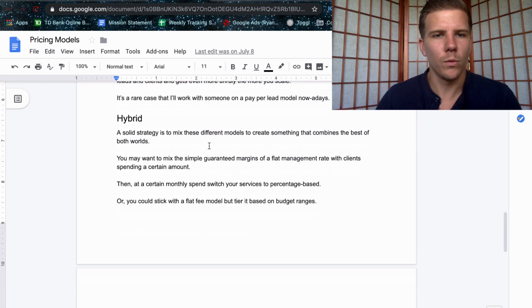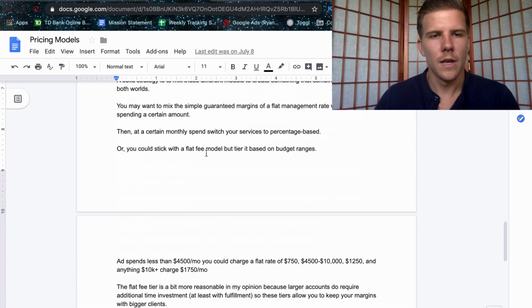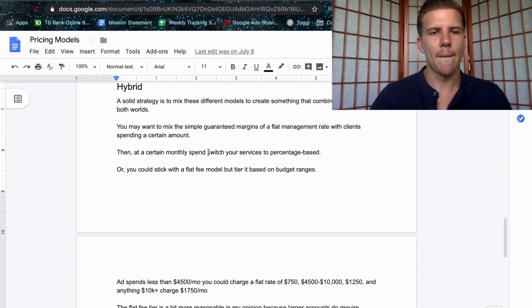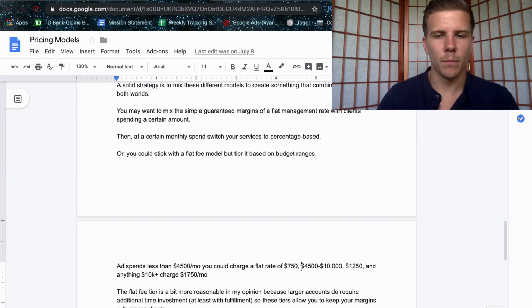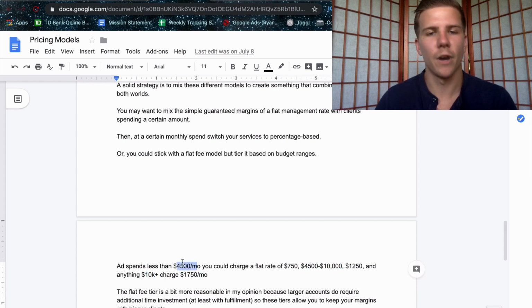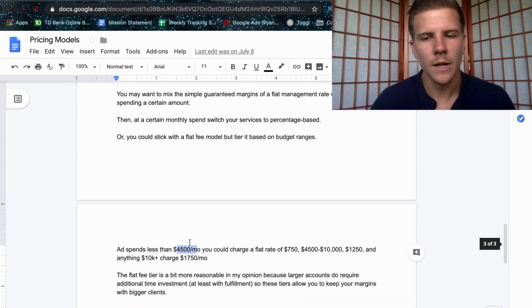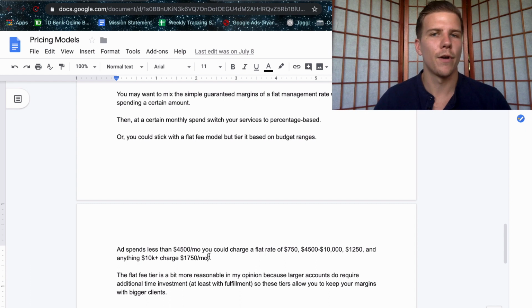Then there's a hybrid model, which is a mix between any and all of these. And two in particular that I like are, my favorite would be tiered flat fee management. So you just say, in between this budget range for ad spend, this is my flat fee. In between everything above 10K, this is my flat fee. Everything below 4,500, this is my flat fee. So you have 3 different tiers there. Or you could do everything below $4,500 in ad spend is a flat fee. Everything above that switches to percentage base. So those are the 2 different hybrid models that I like. I would suggest you just do the tiered flat fee. It's very simple, easy to scale, and you make more money on those bigger clients.